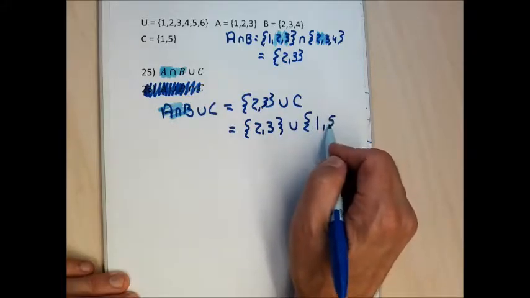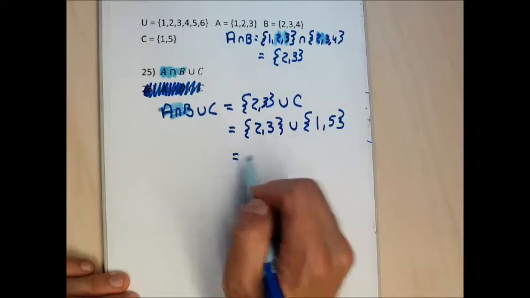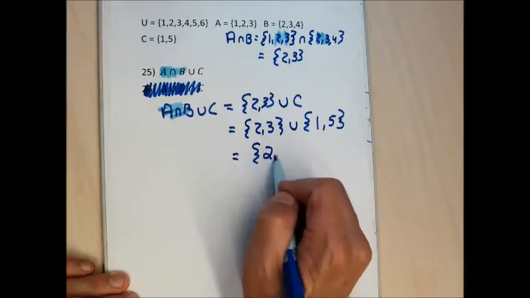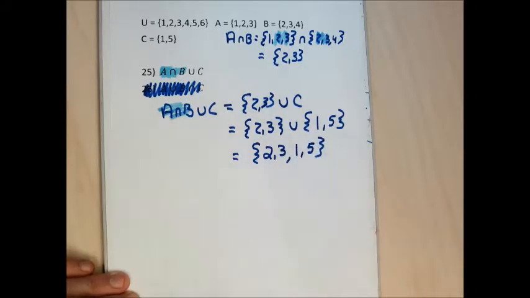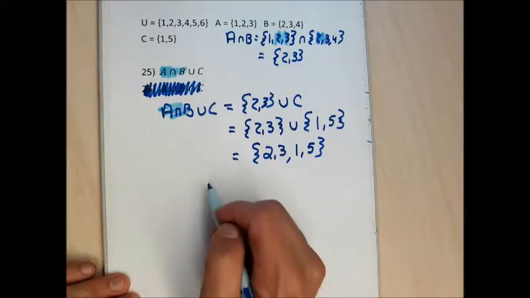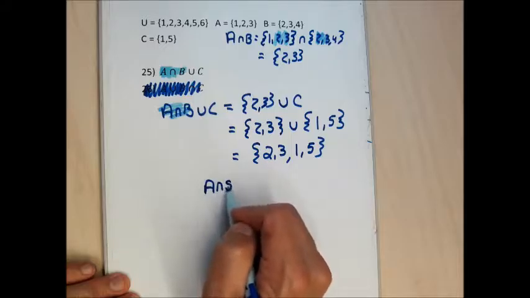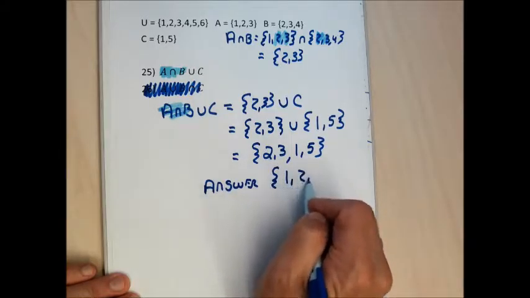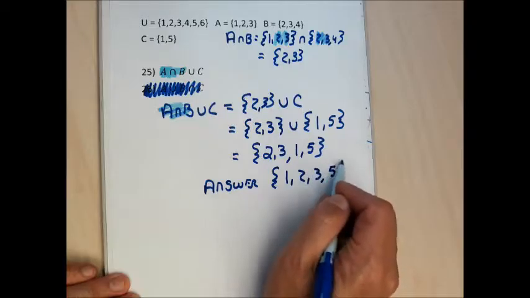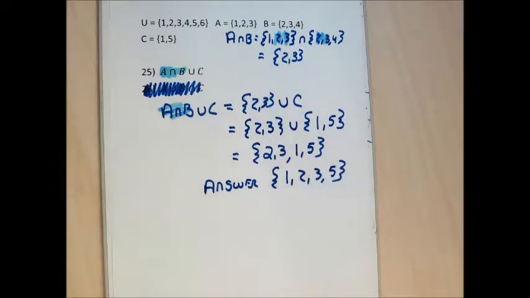When I union two sets, I take all the elements in the first set, I write them down, and then I take all the elements in the second set and write them down. I take out any duplication. There isn't any duplication to take out. I could call that my answer, but it's certainly not that hard to write these numbers in a nice order, and I prefer the numbers written in a nice order. So I would say the answer to problem 25 is the set containing the numbers 1, 2, 3, and 5.